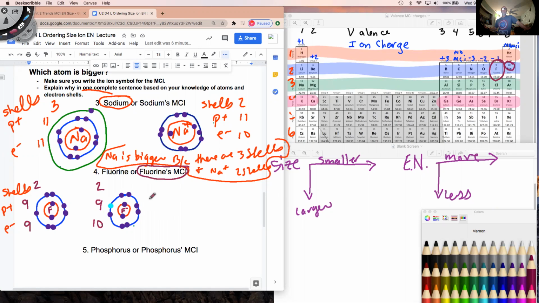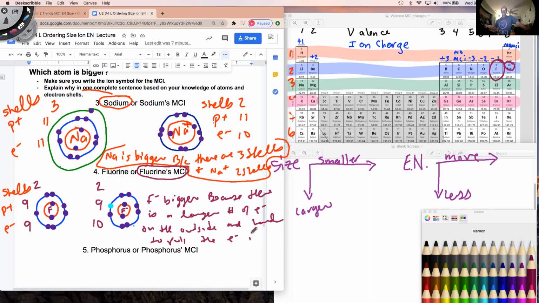And why is this one bigger? Well, F minus is bigger because there is a larger number of electrons on the outside and it's harder to pull the electrons in as tightly. Okay, that would be a perfect explanation. Obviously, you would write it a little bit neater. And if you're like, what did you write? Rewind the video a little bit and I'll explain it again.